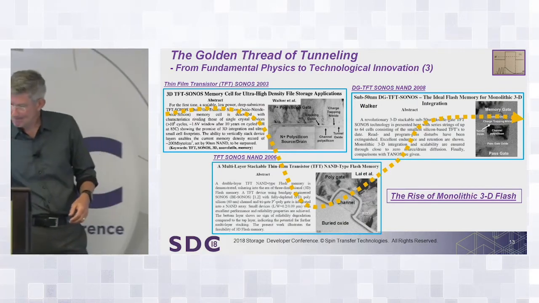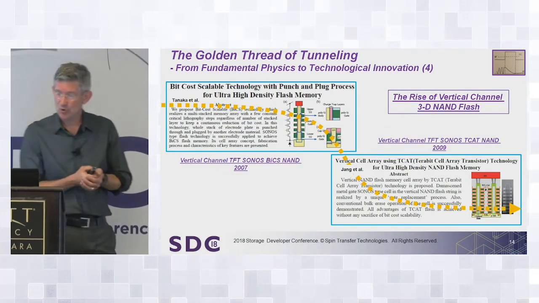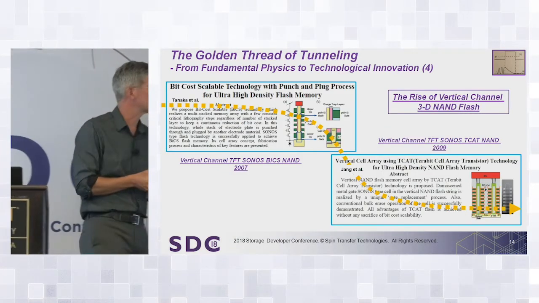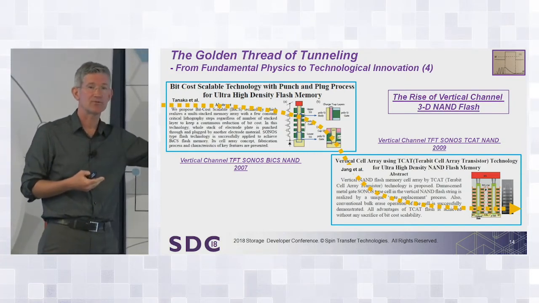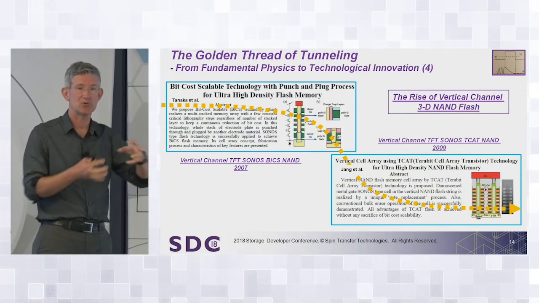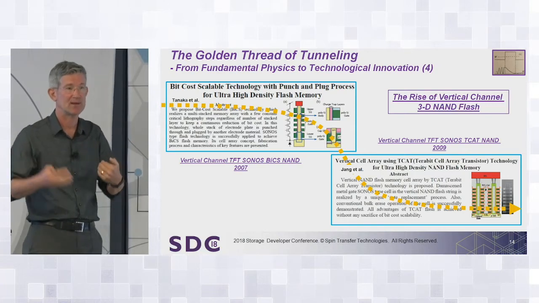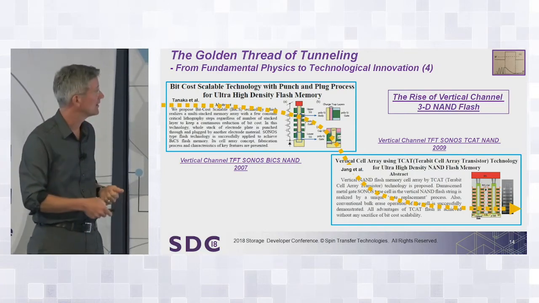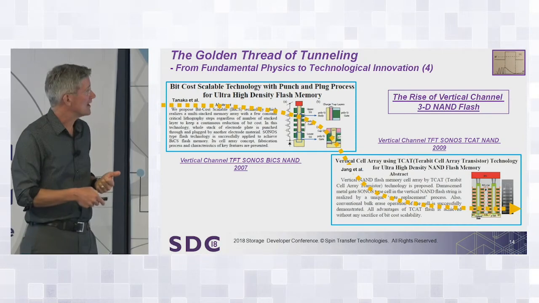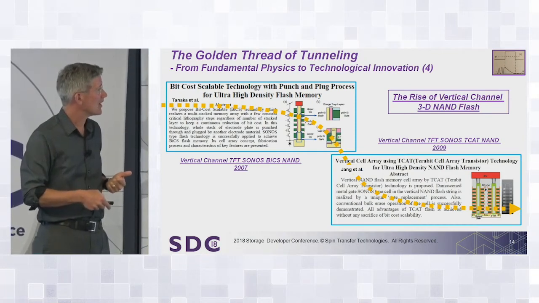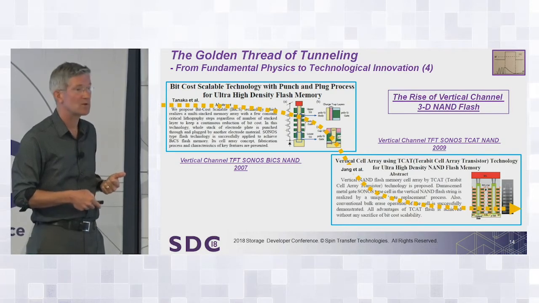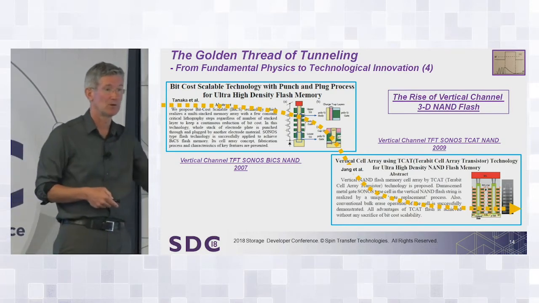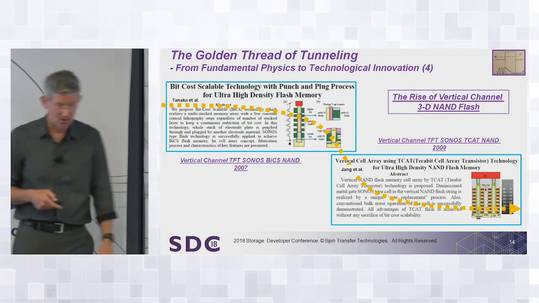So then came bit cost scalable, the BiCS architecture from Toshiba. Toshiba always seemed to be the ones breaking new ground when it came to the architecture and what eventually became a manufacturable process. So here, bit cost scalable. This was 2007, the first attempt at making this structure, which is basically the mother of all 3D NAND now.